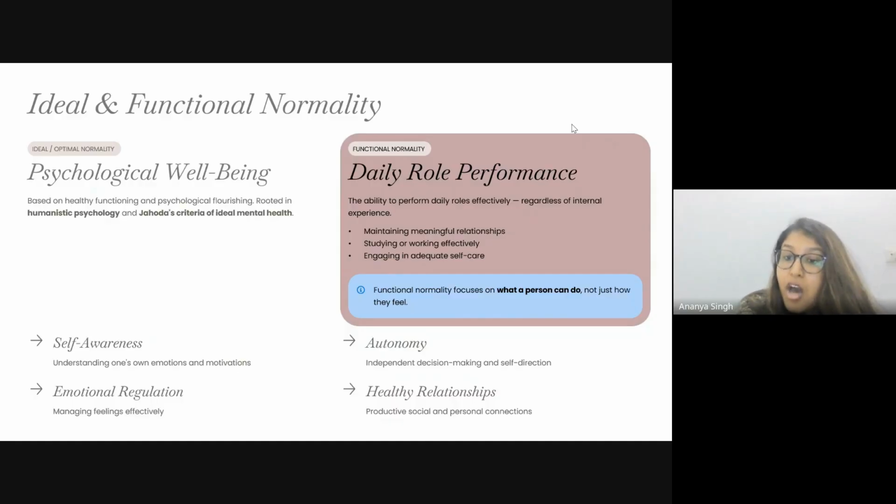So understanding our own emotions and motivations. Emotional regulation is managing our emotions and feelings effectively. Autonomy is taking our own decisions independently. And healthy relationships are having productive social and personal connections. So compared to these, where I'm standing, if I'm too far away from the optimum, that might be considered abnormal. And if I am closer to it, might be considered normal.